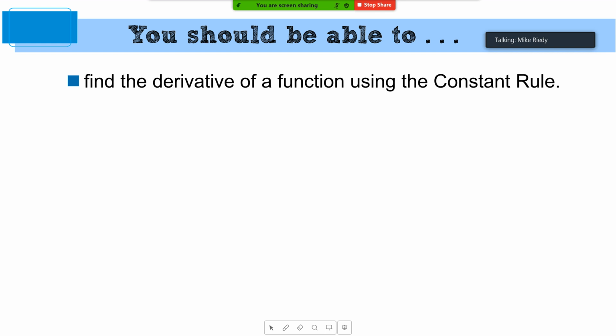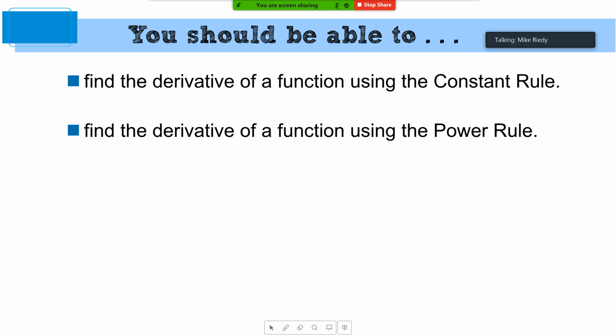We're going to take the derivative of a constant. What happens when you take the derivative of a function like y equals 2? We're going to talk about the power rule, like I mentioned. Nice, easy way to take the derivative of a polynomial.